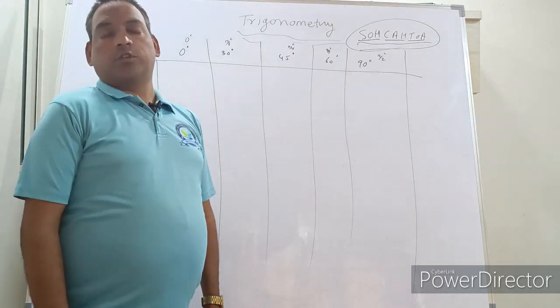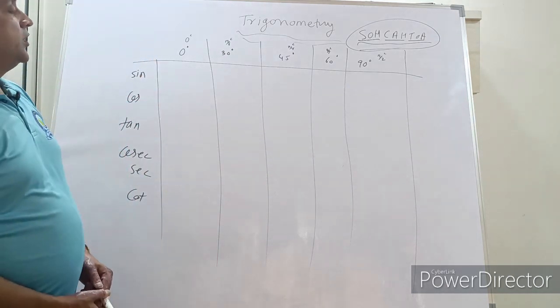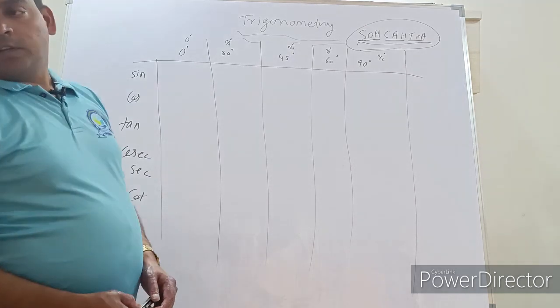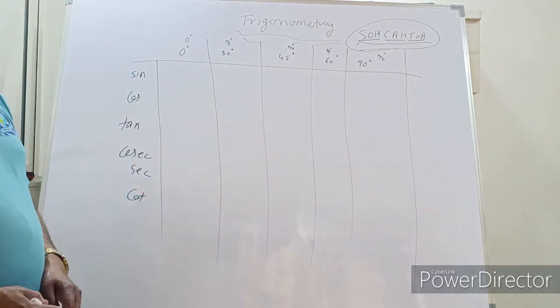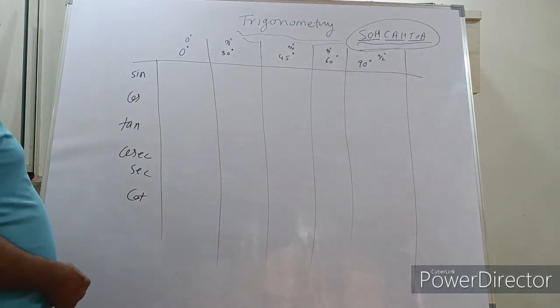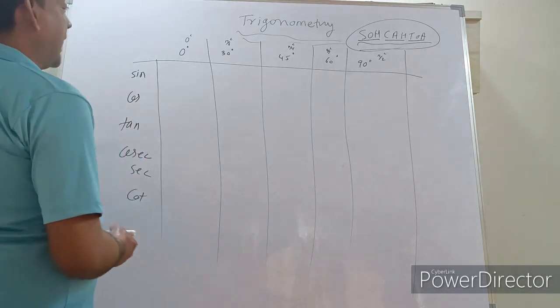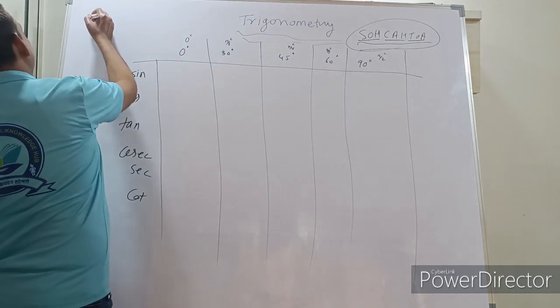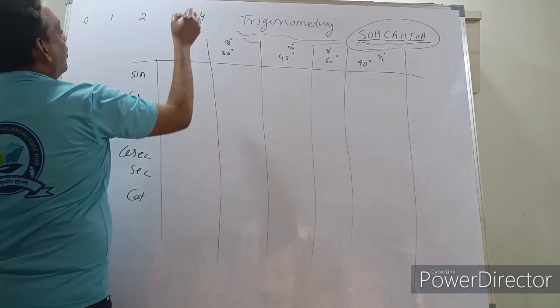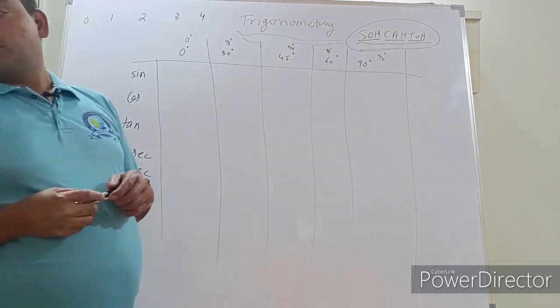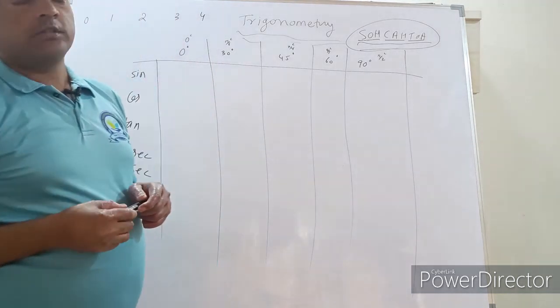I get confused. So for that, what you can do here, you know 0, 1, 2, 3. That you can remember, na? And you also know what comes after 2, 3. What comes after 3, 4. So only that you write down: 0, 1, 2, 3, 4. Yes or no?